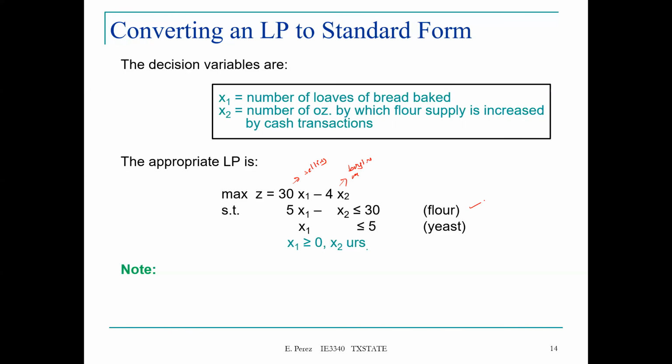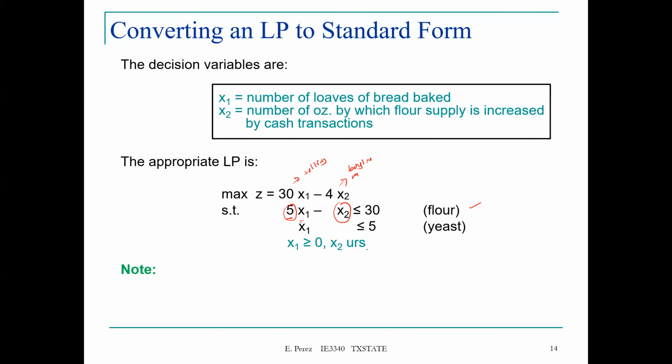the flour constraint. So baking a loaf of bread requires 5 ounces of flour. So these are the 5 ounces of flour. And then X2 is the number of ounces by which the flour supply is increased. So per loaf of bread that you sell, you have to buy or have this much flour, and then you have the decision of whether you're going to buy more flour or you're going to sell the one you have.